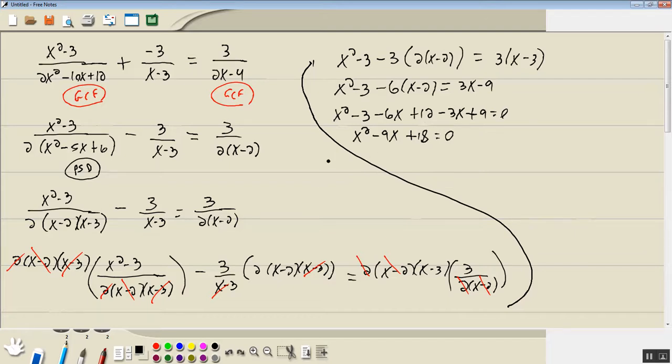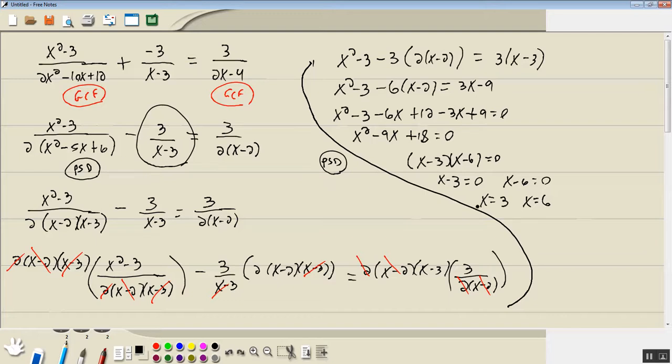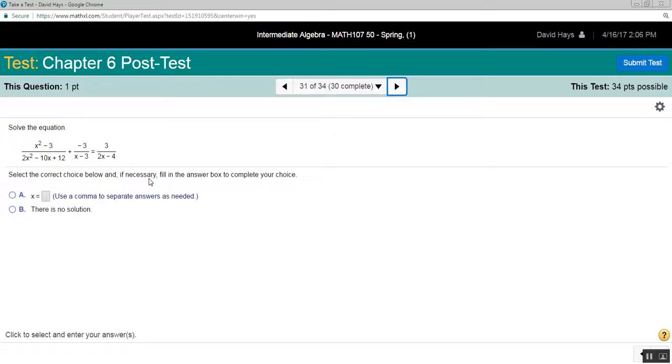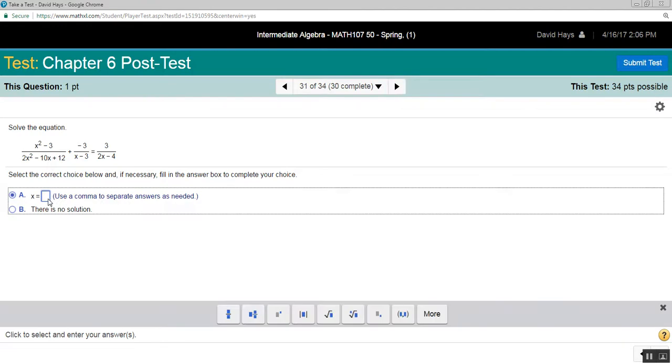And that factors, using the PSD, as, what does it factor as? X minus 3 times x minus 6. Zero factor property, set each factor equal to 0. So I'll set x minus 3 equal to 0 and x minus 6 equal to 0. And that gives us 3 and that gives us 6. Now, the problem is when I put 3 back in my original problem, it causes one of the denominators to equal 0. But x equals 6 is okay. If I plug that in, I don't see anywhere it causes an issue. So our answer is x equals 6.